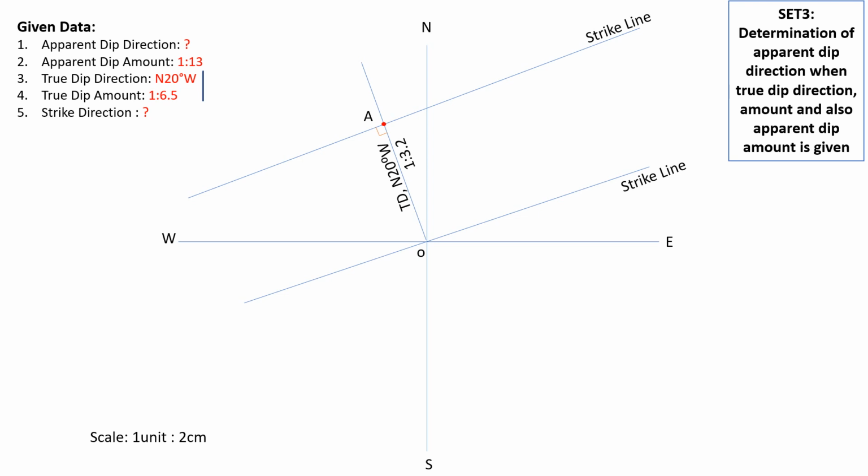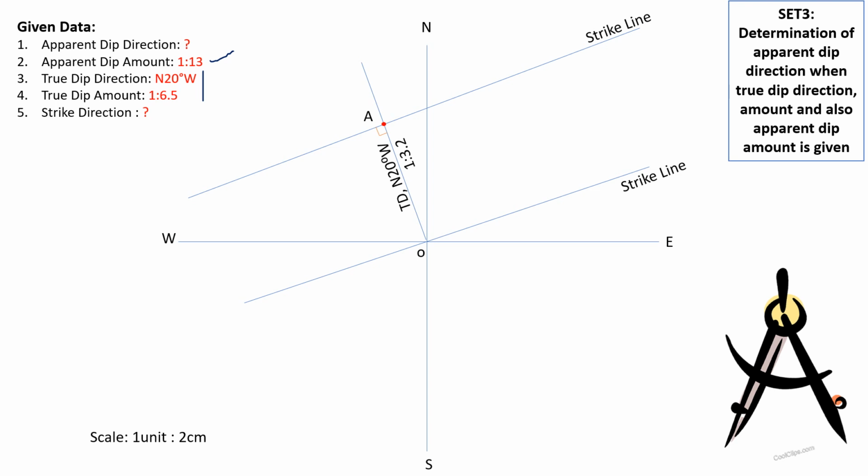Now we're left with only one thing, the apparent dip amount. We don't know in which direction the apparent dip lies. So what we'll do is take a compass. We'll measure 1:13, which with respect to the scale will be 1:7.5.